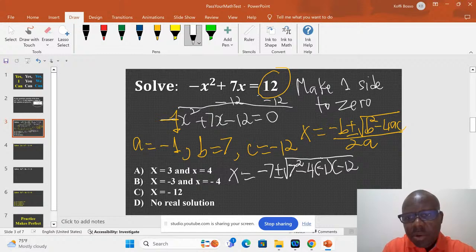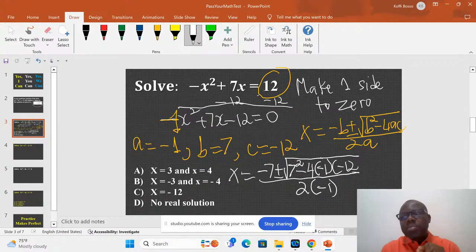Let me repeat this part before I continue. 2a, negative 1. So I replace a, b, and c by their values here. Negative b is 7, so negative b will be negative 7 plus minus. The plus minus here means that we're going to have probably two solutions. So one will be plus square root of something, and the other will be minus square root of something. B squared, b is 7, so you have 7 squared. 7 squared will be 49. It's not 14. It's not 7 times 2, but it's 7 times 7.